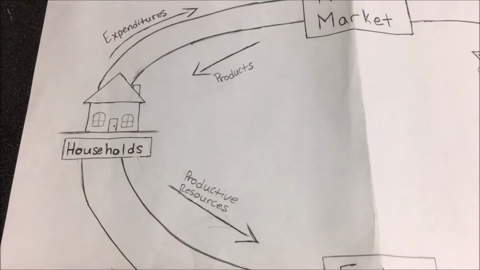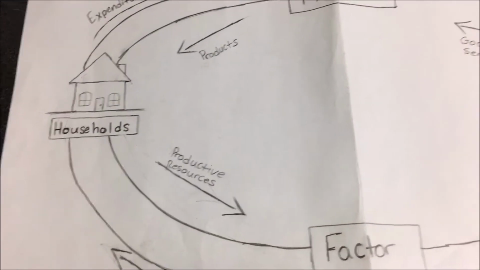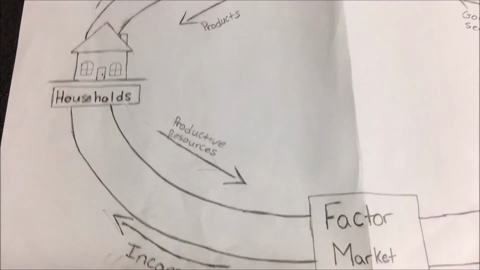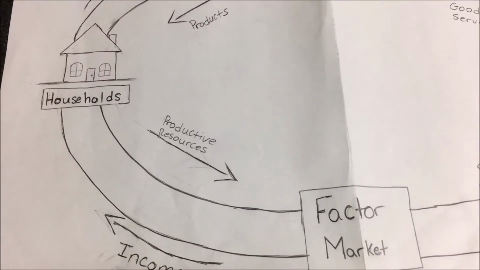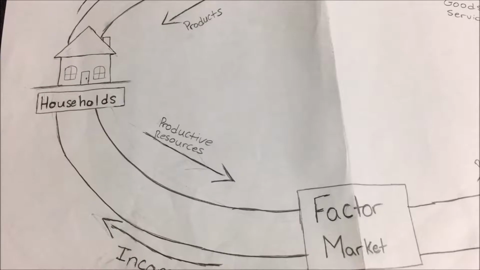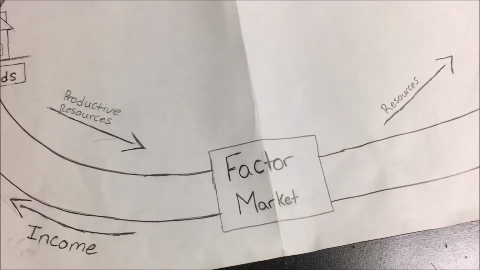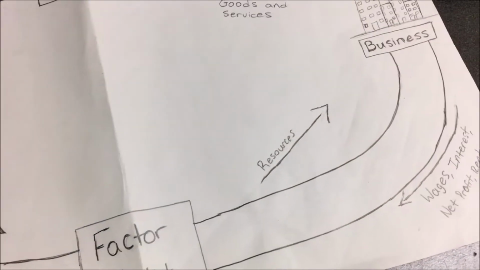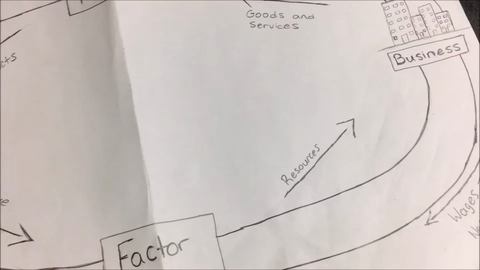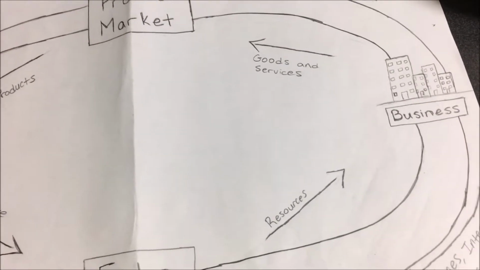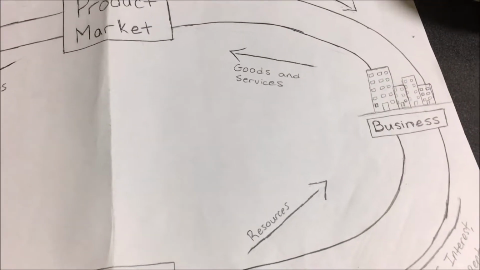Usually households have productive resources, which are land, labor, and capital. Those productive resources are themselves, because they're going to be providing the resources for the business. Those go into the factor market and then they become resources, which again are land, labor, or capital. And it's usually going to be labor. Sometimes it'll also be human capital, which is education.